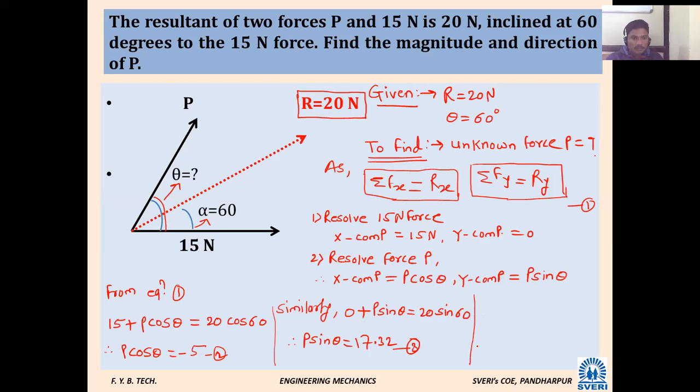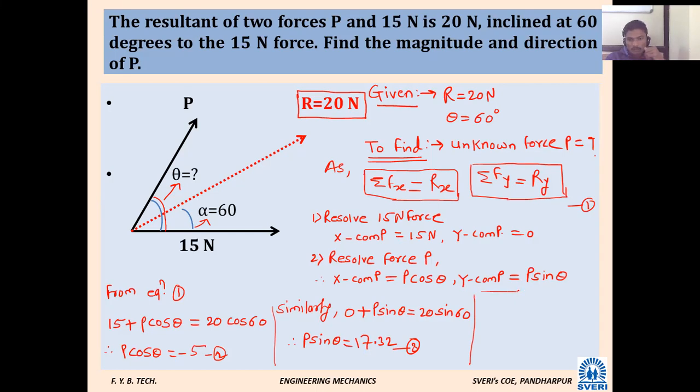Is it possible from this to find theta? Is it coming minus? First equation, I'm saying: P cos theta. Is that value correct? 10 minus 15, that is minus 5. Minus 5.